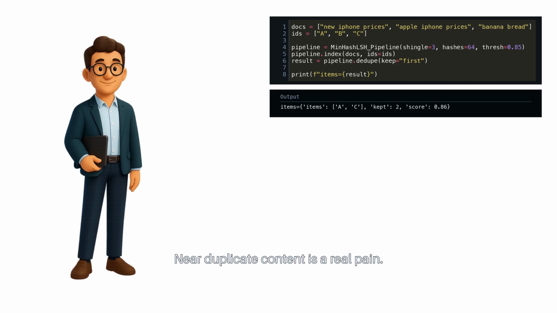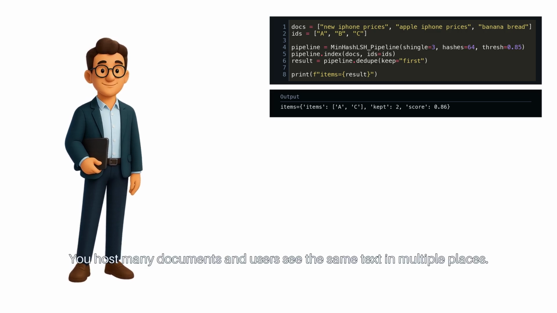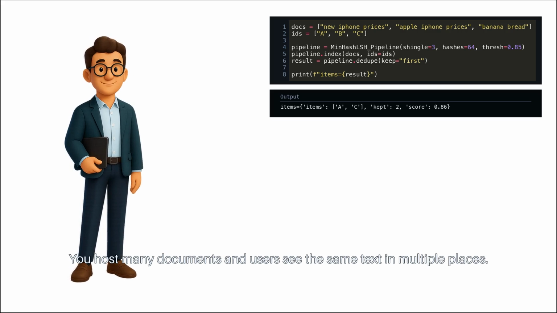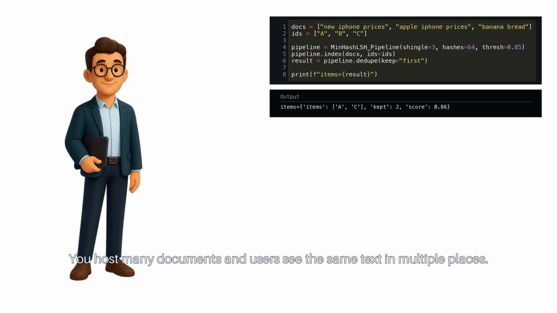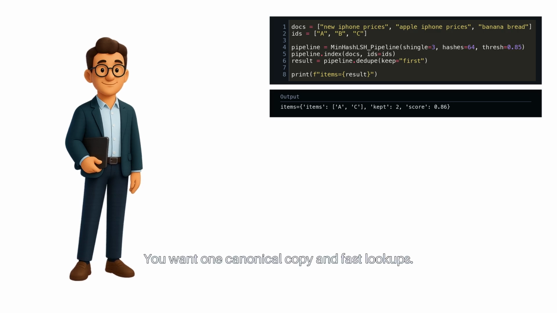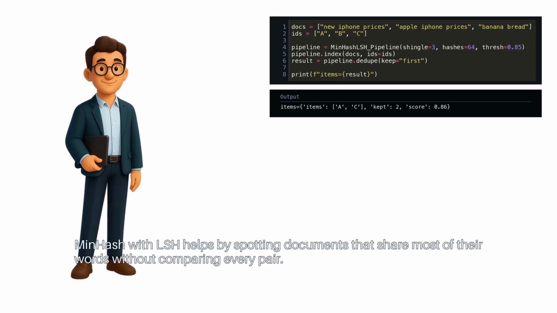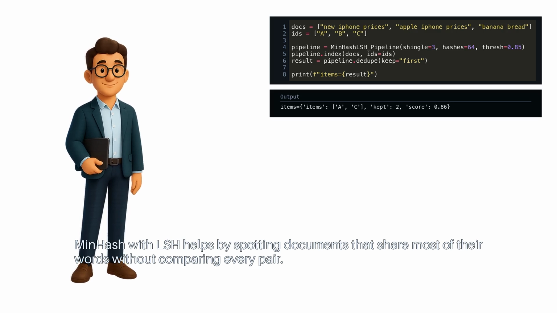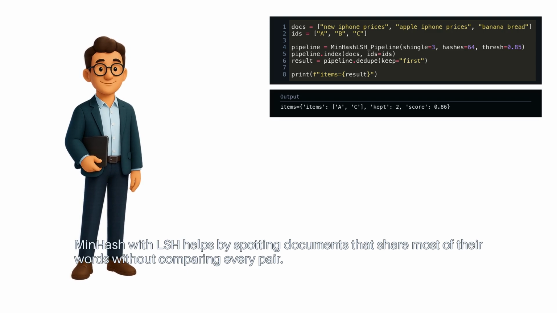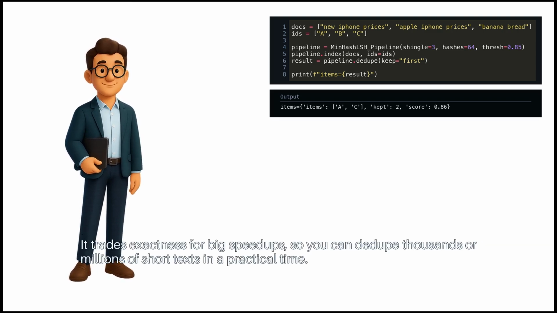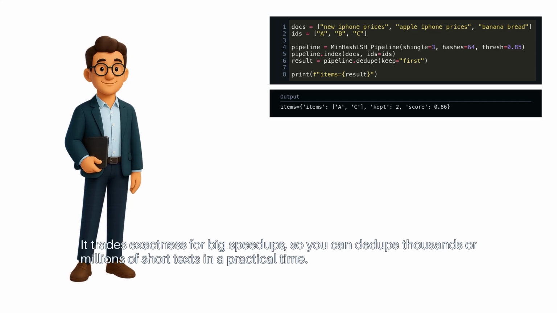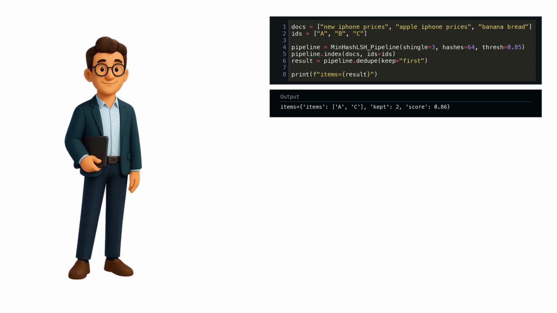Near duplicate content is a real pain. You host many documents, and users see the same text in multiple places. You want one canonical copy and fast lookups. MinHash with LSH helps by spotting documents that share most of their words without comparing every pair. It trades exactness for big speedups, so you can dedupe thousands or millions of short texts in practical time.